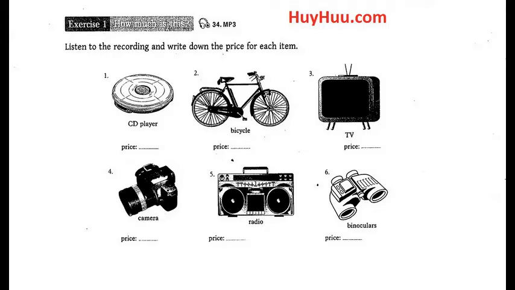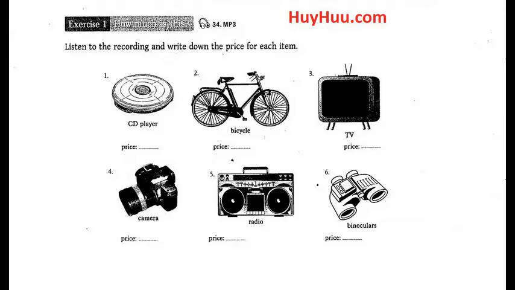Part 4. Money. Exercise 1. How much is this? Listen to the tape and write down the price for each item. 1. How much is this CD player? It's £120. 2. How much does this bicycle cost? It's £90. 3. How much does this cost? The TV set? It's £269.